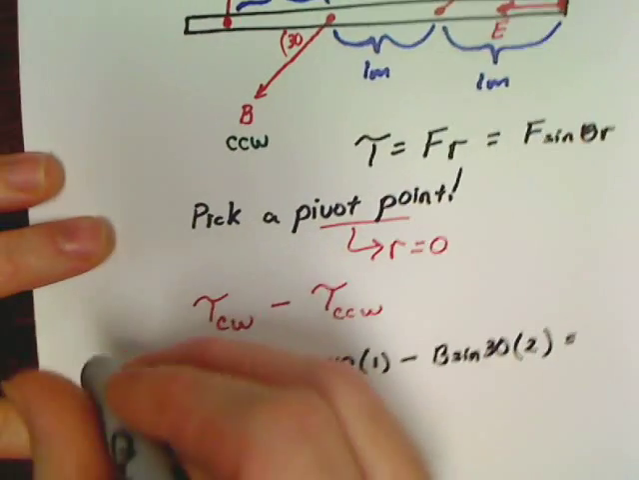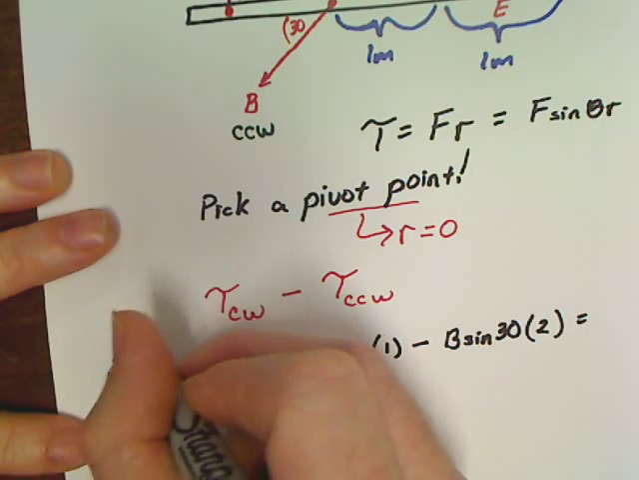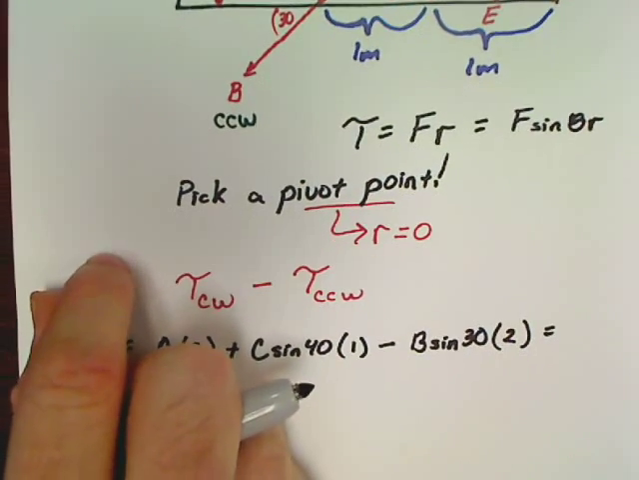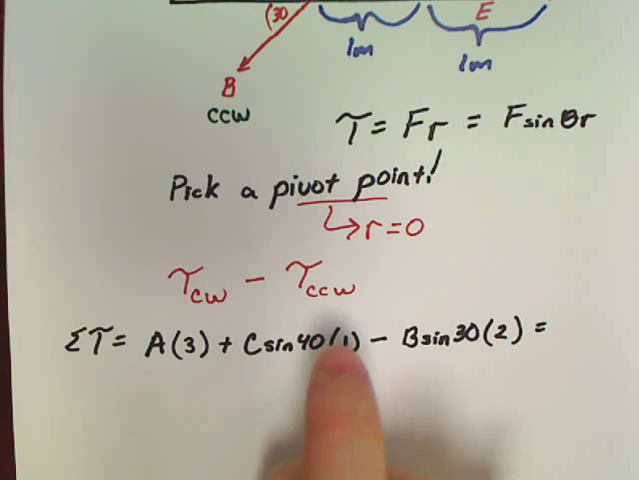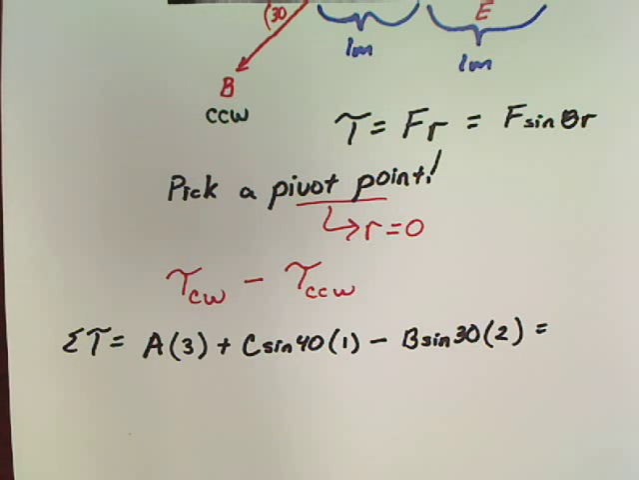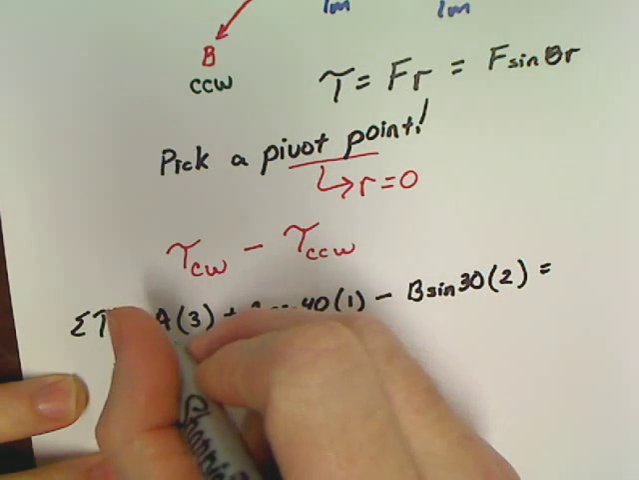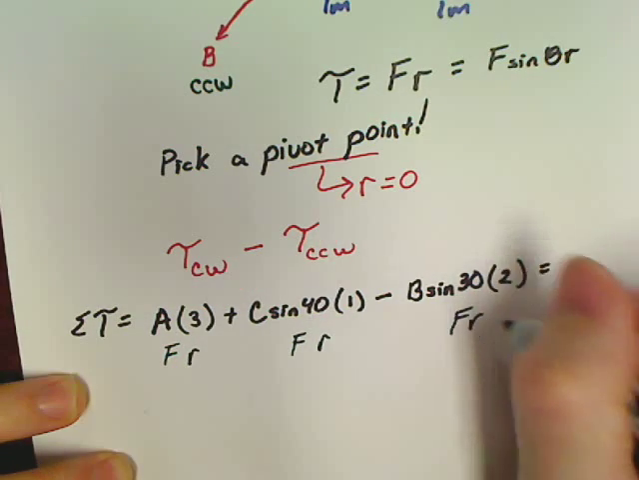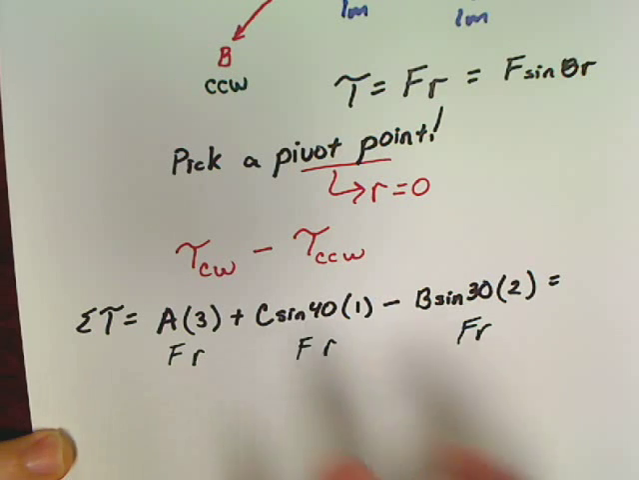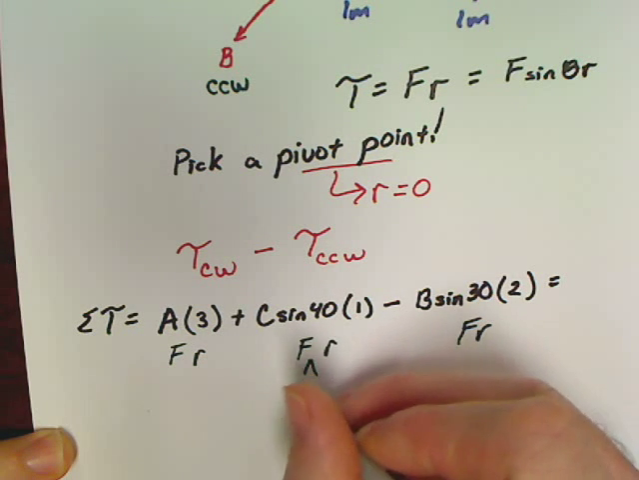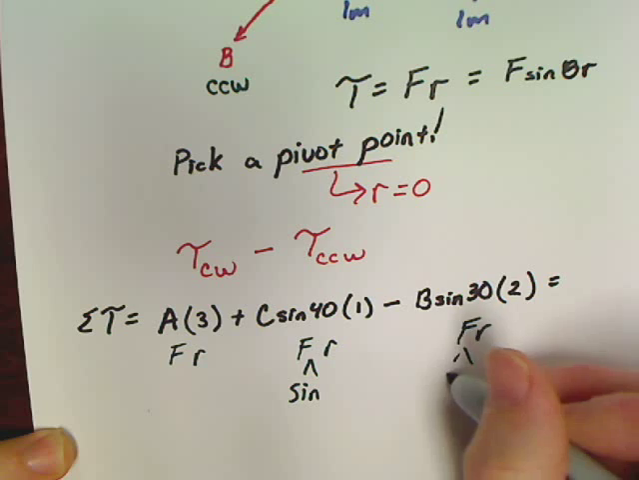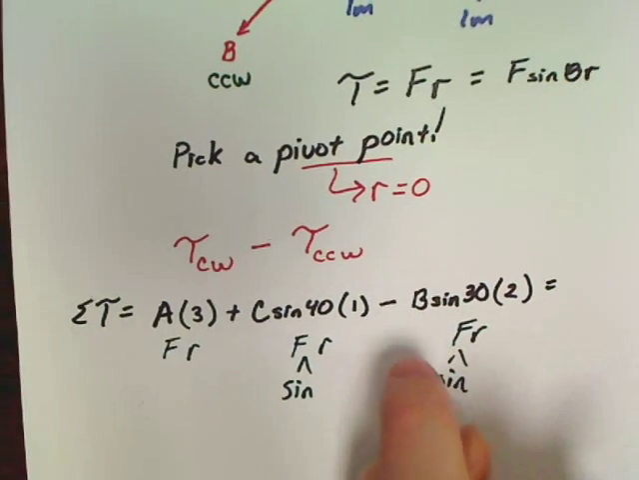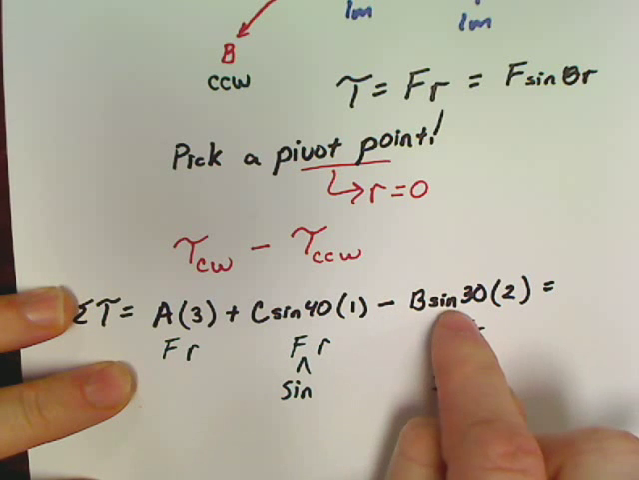Equals. Now, this is what you would call a sum of the torques question. I've done a sum of the torques because I've got multiple torques. But the general idea here is, what have I done? All I've done is FR, FR, FR. And the only catch is since these had angles, I threw in the sine function into each one of these to account for the angles. But it's just F's and R's. And I subtracted the counterclockwise from them.